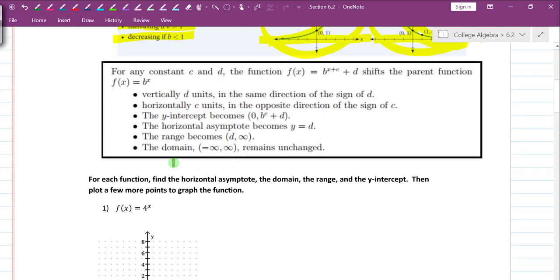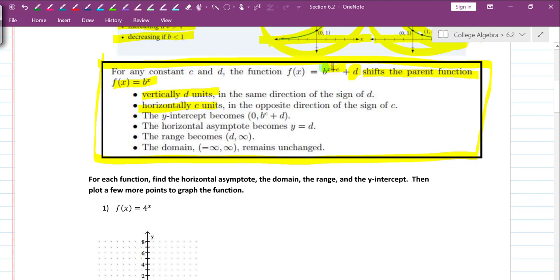Here's how we look at the transformations. Great rules. Okay, I'm going to give you the practical side of it. So going over the rules, first, for any constants c and d, the function b^(x+c) + d gives the shifts on the parent function b^x. So d is your vertical shift, in the same sign. If it's a positive d, you go up. If it's a negative d, you go down.